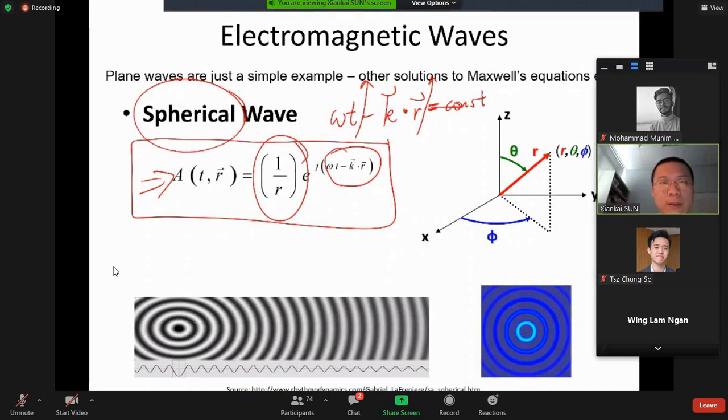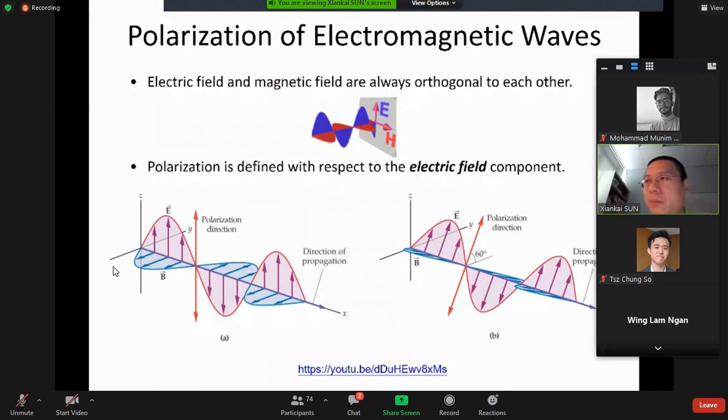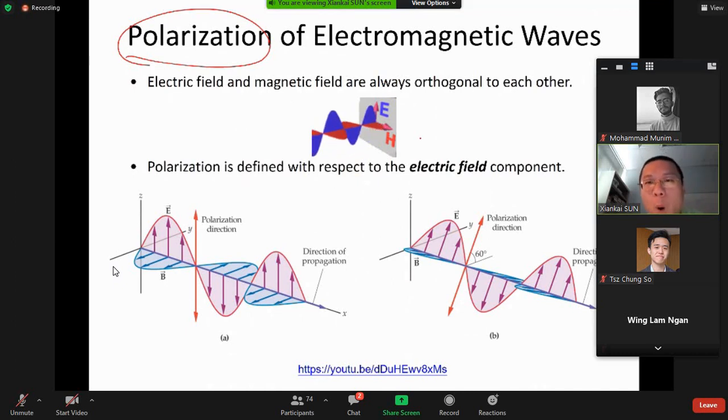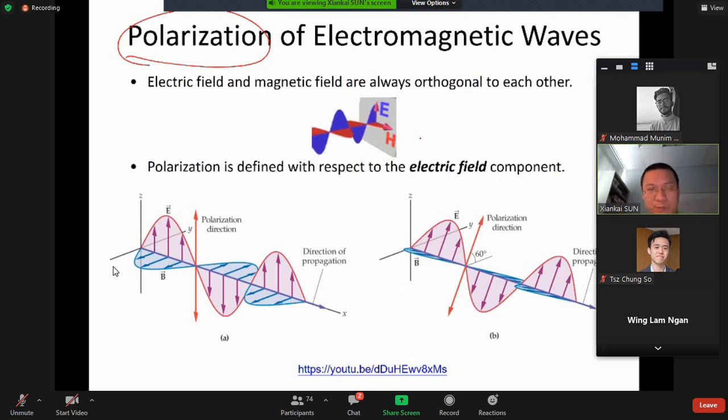Okay. So next, we're going to talk about the polarization of electromagnetic waves. As I mentioned before, there are two components. One is electrical field, and the other is magnetic field. They are always orthogonal to each other.